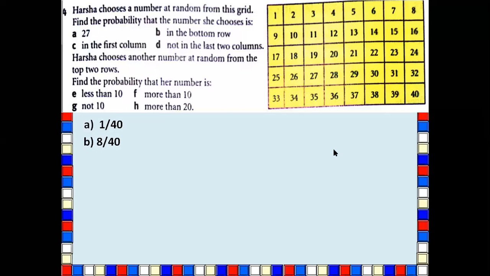Mira. In the first column, it's 5 over 40, or it's 1 over 8. Yes, excellent, Mira. This is the first column: 1, 9, 17, 25, 33. So we have 5 numbers out of 40. And you can simplify it, as Mira said, you can divide by 5, which is 1 over 8. Nada?